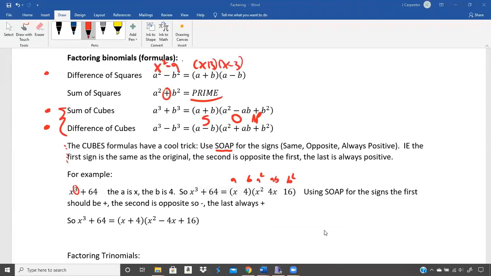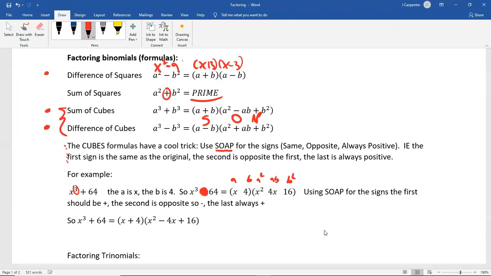But I did not put any signs in between these terms yet, because it didn't matter what this was. If it was plus or minus, this binomial and trinomial would be exactly the same. The 16 was the 4 squared, by the way. 4 squared is 16. So because that's a plus, though, we can use SOAP, same, opposite, always positive, to get the signs correct. And again, if you don't like my mnemonic device, you don't have to use it as long as you've got a way to get it right. So SOAP, same, says the first one should be a positive, so we make it a plus. Opposite says the second one should be a minus, and the third is always positive no matter what.